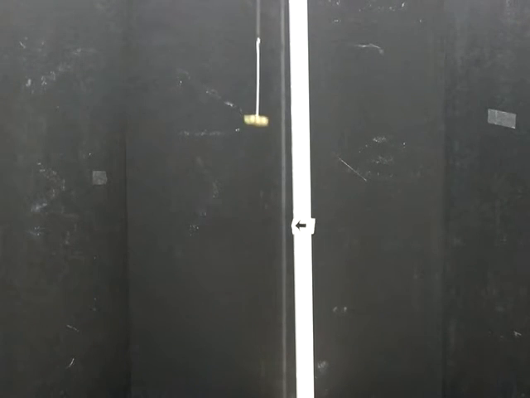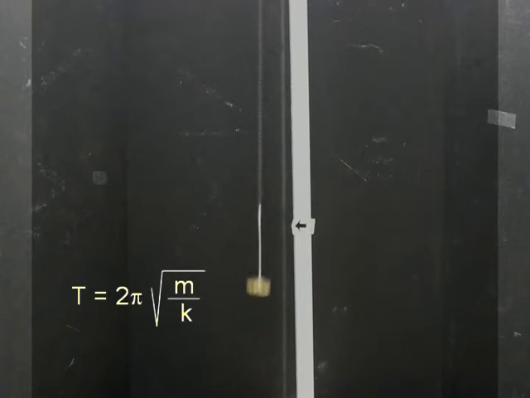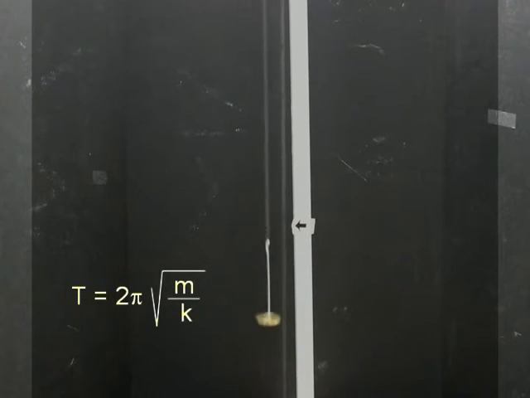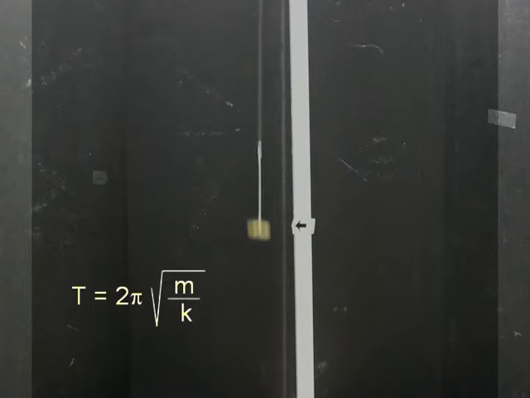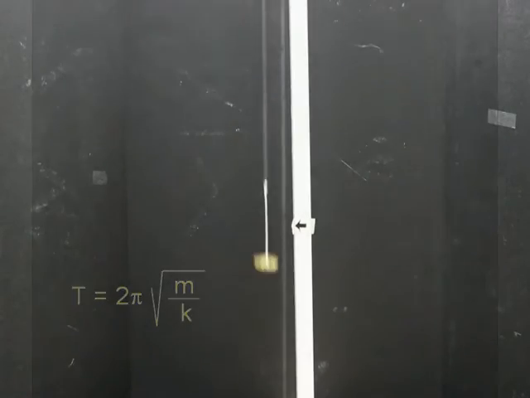Here's a spring with a low spring constant. You can see it's moving fairly slowly. Looking at the equation, if we have a small k, if you're dividing by a small number, you're going to have a large period. A large period means that it's moving slowly. It takes a long time for it to complete one complete cycle.